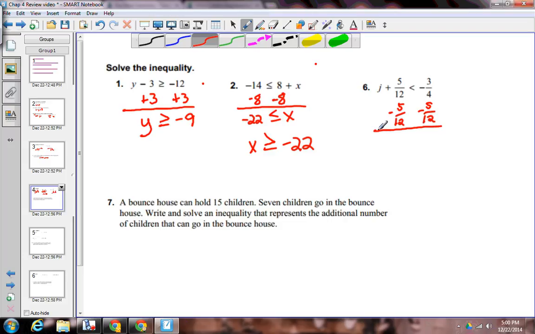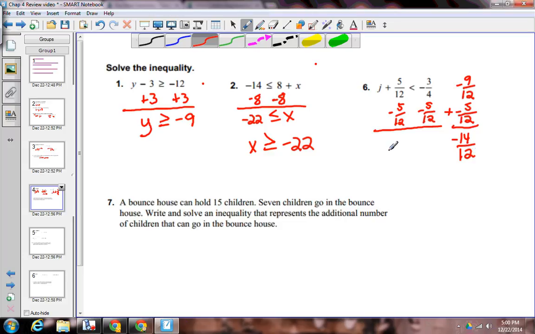Okay, we need a common denominator between 4ths and 12ths. That would be 12, so we have negative 9/12 minus 5/12, so that's the same as plus negative 5/12. So we would have negative 14/12. We have to rewrite that and simplify that as a mixed number.